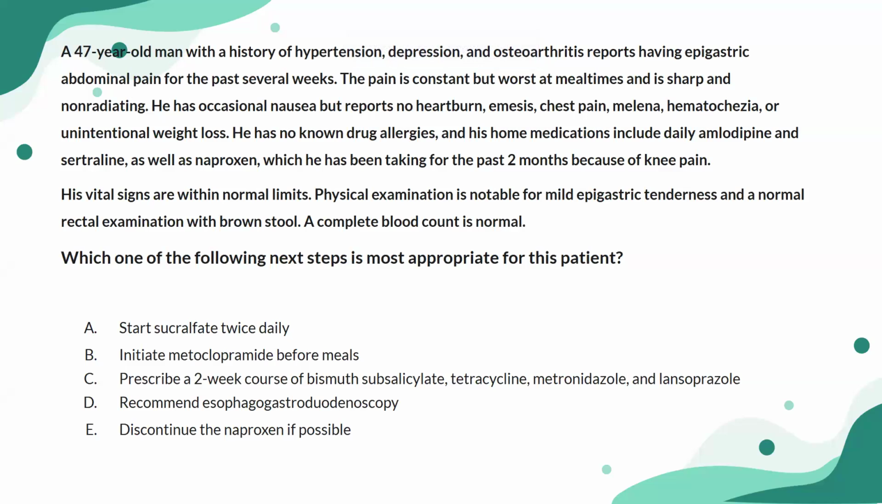So we're ruling out red flags; we know that nothing urgent is going on. He has no known drug allergies, and his home medications include amlodipine, sertraline, as well as naproxen, which he has been taking for the past 2 months because of knee pain. There you go. Vital signs are normal. Physical exam is noted for mild epigastric tenderness. Normal rectal examination with a brown stool. CBC is fine. Which of the following is the most appropriate next step for this patient?